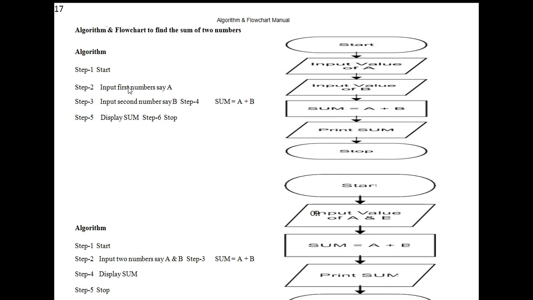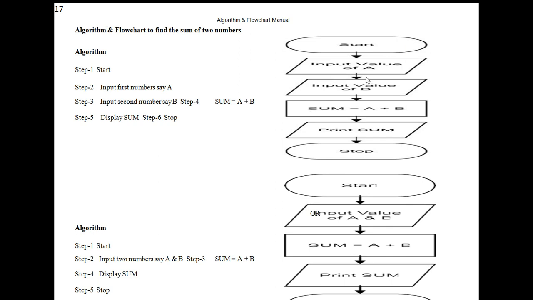Step 3 input second number, say B. Step 4 is the computation step, which is nothing but the sum of A and B. Step 5 is display sum. Step 6 is stop. Okay, so the same can be represented in a flowchart.